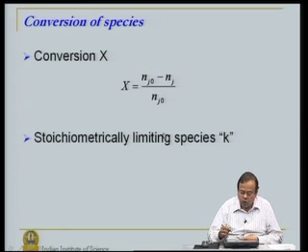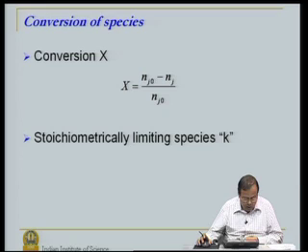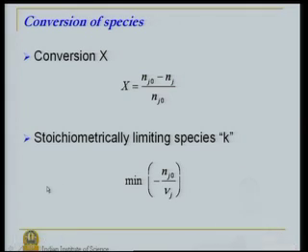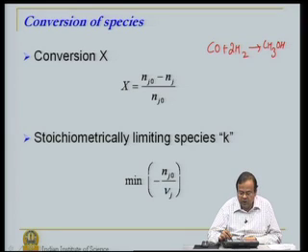What do I mean by stoichiometrically limiting species? So, let us go back to our example of carbon monoxide plus hydrogen giving rise to methanol. In principle I can define conversion for both carbon monoxide and hydrogen in this example, but I am going to do it with basically one of the species, which is limiting.